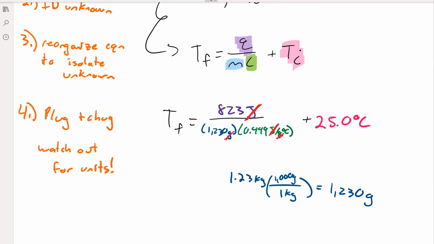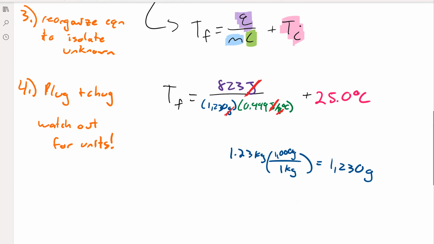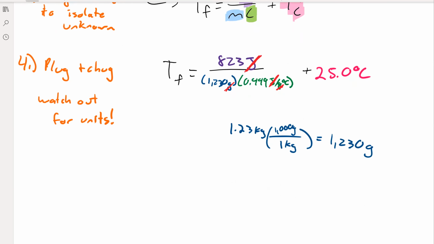And that's good that they cancel out, because if we just plugged in 1.23, we would have gotten the wrong answer, but we checked our units and made sure that they cancelled out. And then you can see we'll be left with degrees Celsius plus degrees Celsius, so that's totally fine. And then plug that into your calculator. You should get about 26.5 degrees Celsius as your final temperature.